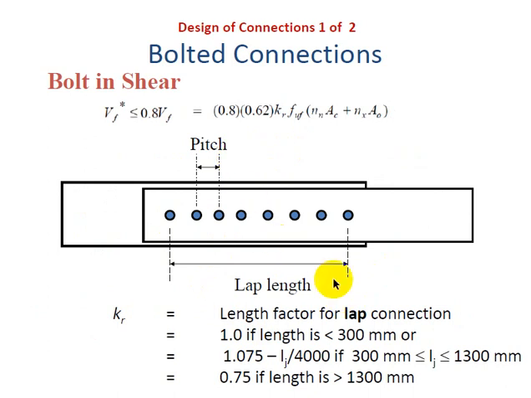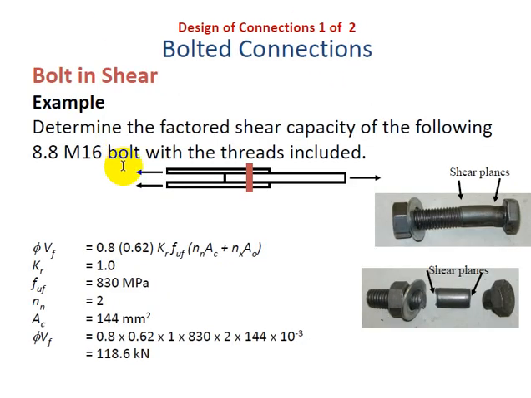There is also a factor we are going to use called the length factor for lap connections. The length factor is simply based on the lap length, which is the distance between the first and the last bolt of the connection, and that's it. This is an example.